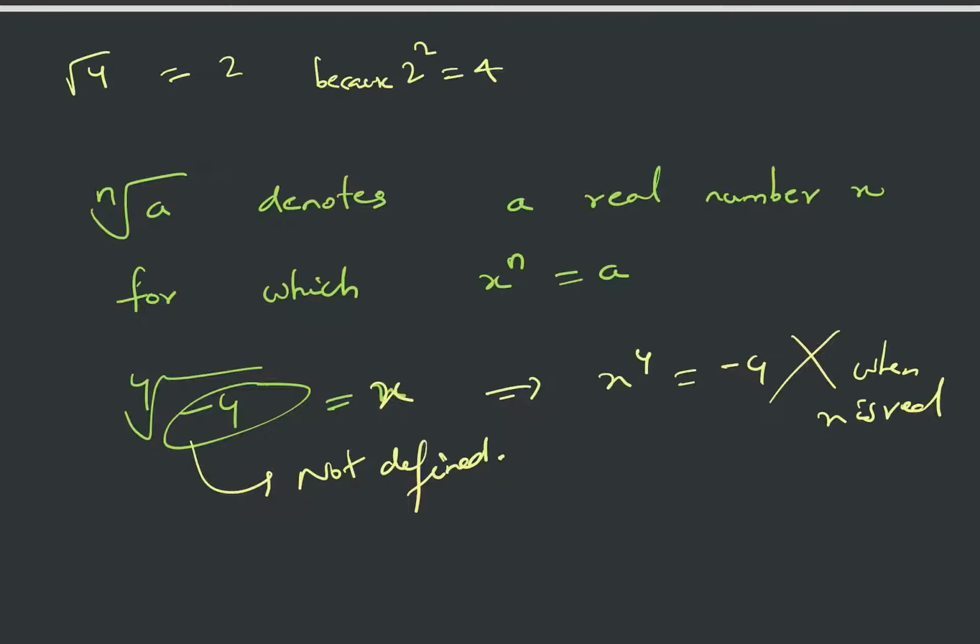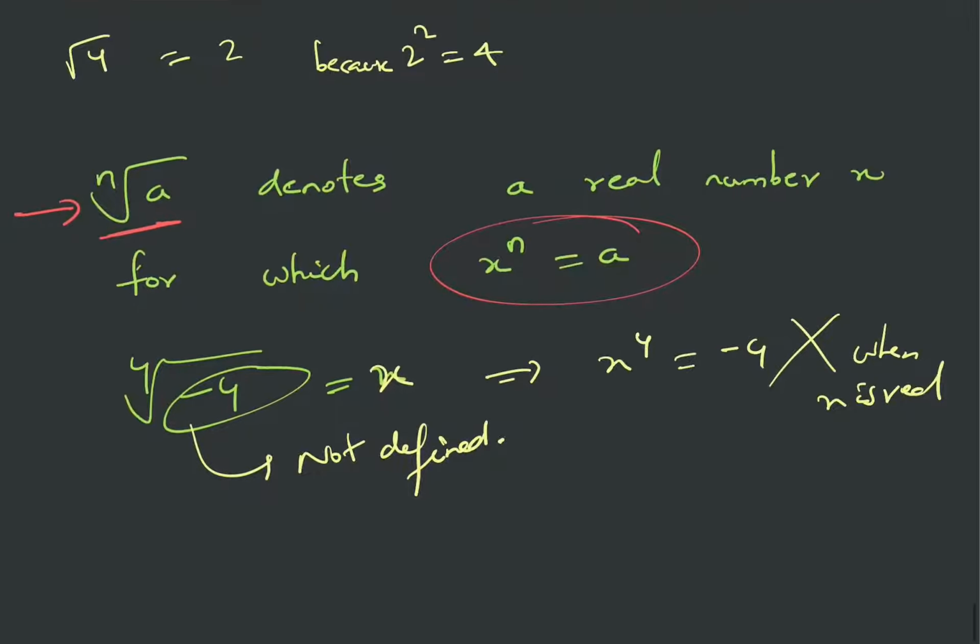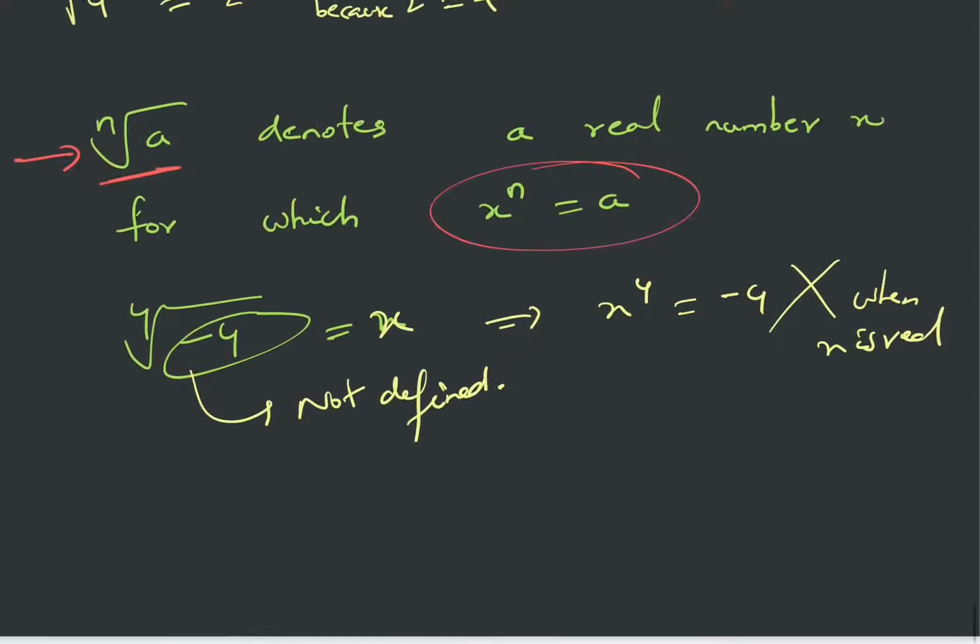So we have understood when nth root of a is defined and what are the conditions on n and a, and we have understood what is nth root of a, right? Nth root of a denotes a real number x for which x power n is equal to a. So this is the thing.